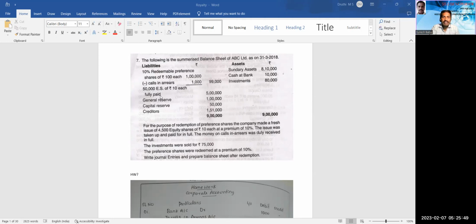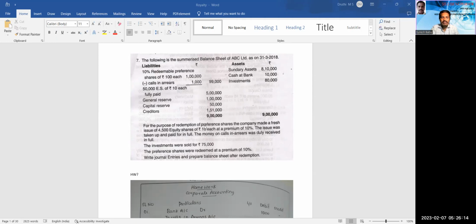50,000 equity shares are there, 10 rupees each fully paid. Note this is very important: already 50,000 equity shares are there, worth 5 lakhs. General reserve, you have 1 lakh rupees. In this particular sum, you don't have a profit and loss account. Note this is a divisible profit. Capital reserve 50,000 rupees. Creditors 1,51,000 rupees. Total 9 lakh rupees, right?